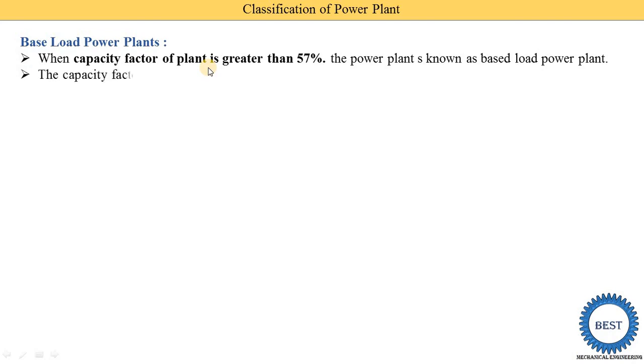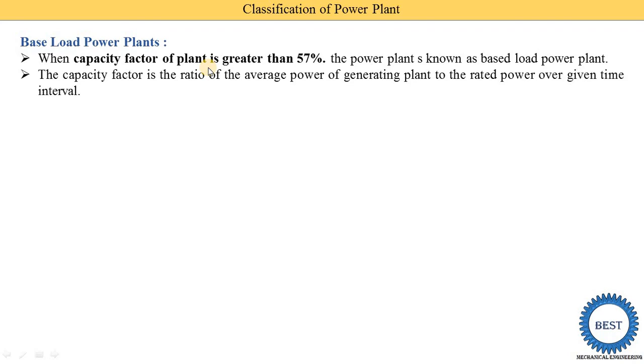Now what is the capacity factor? The capacity factor is the ratio of the average power of the generating plant, which means how much power is produced by the power plant, divided by the rated power over a given time interval. Suppose we are manufacturing a small power plant that has a capacity of 100 megawatts, and it is producing 57 megawatts of power. Then 57 divided by 100 gives 57%. That means it is a base load power plant.